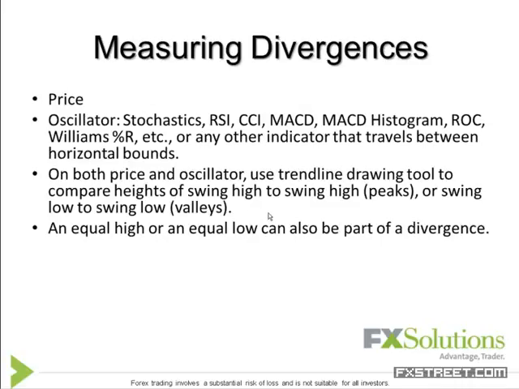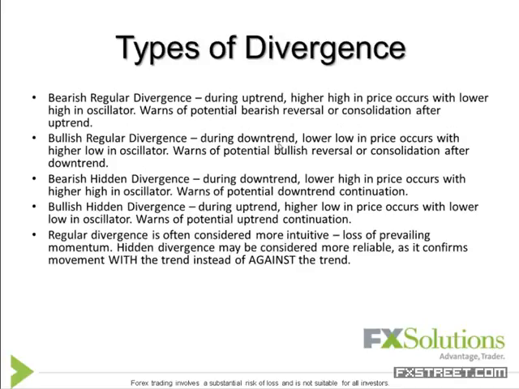Now, on both price and oscillator, we're going to be using the trend line drawing tool to compare heights of swing high to swing high for the peaks, or swing low to swing low for the valleys or troughs. Also, an equal high and equal low can also be part of a divergence. Okay, so let's talk about the types of divergence.